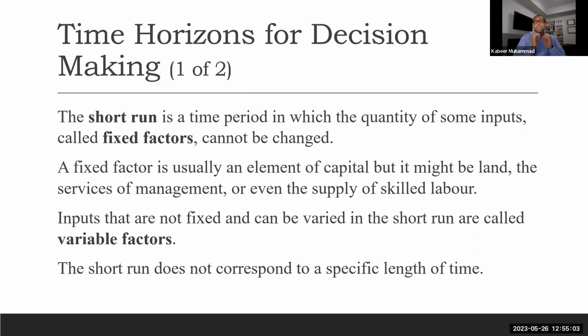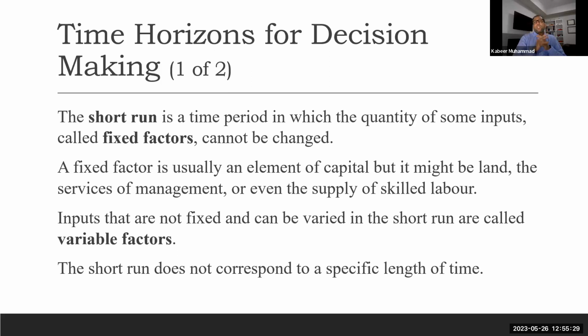Short run is a time period in which the quantity of some inputs, called fixed factors, is fixed. For example, for a farmer, land is fixed for a short period of time. But in the long run, the farmer can lease more land or buy more land, but in the short run, it is fixed. In the short run, for manufacturers, the plant size is fixed.